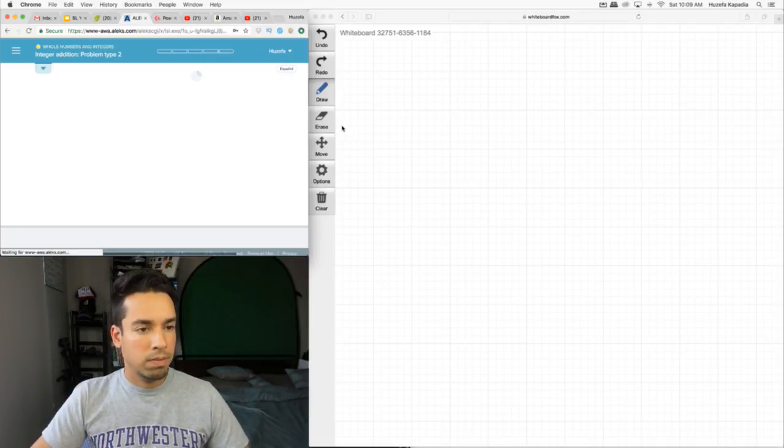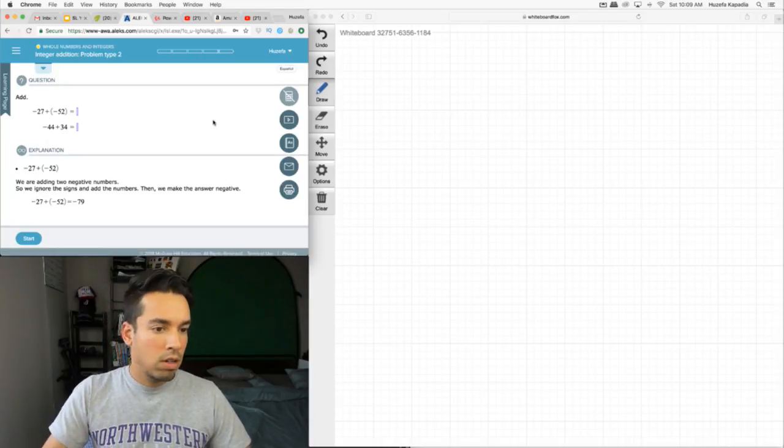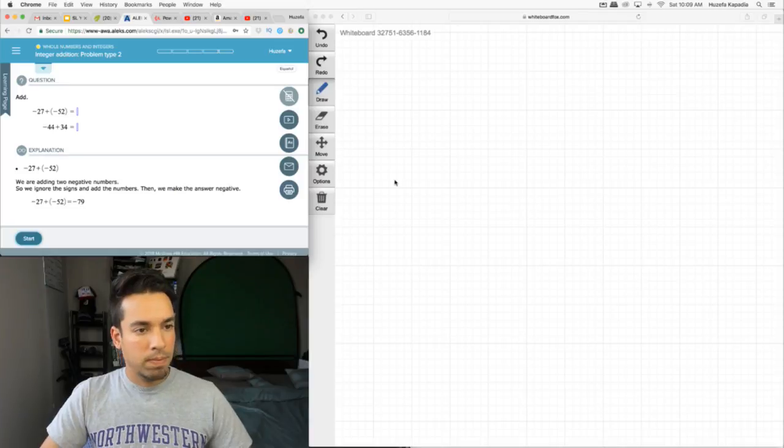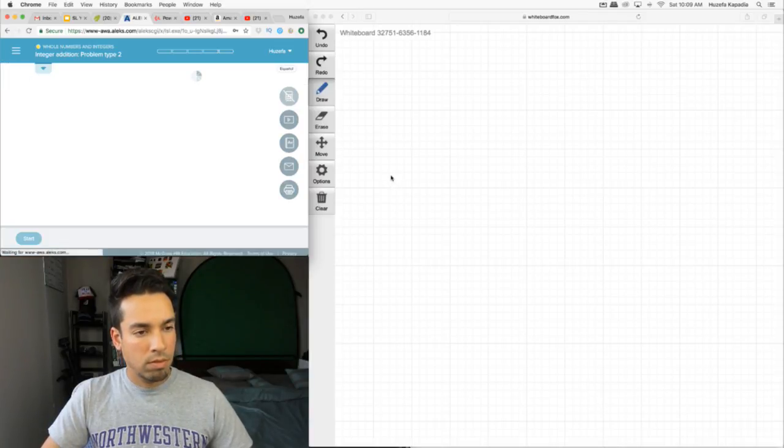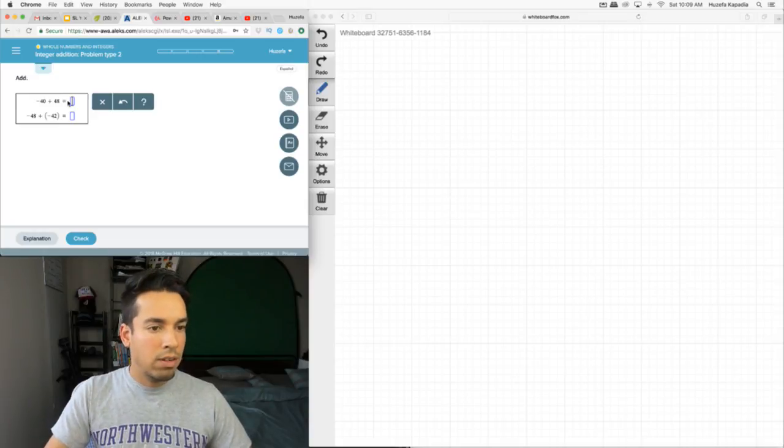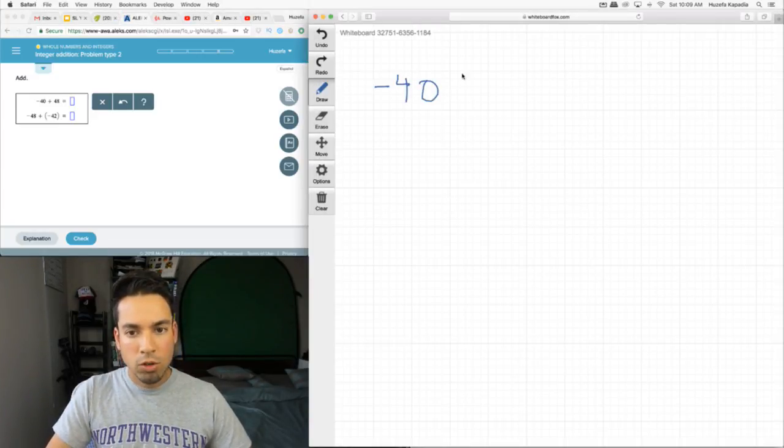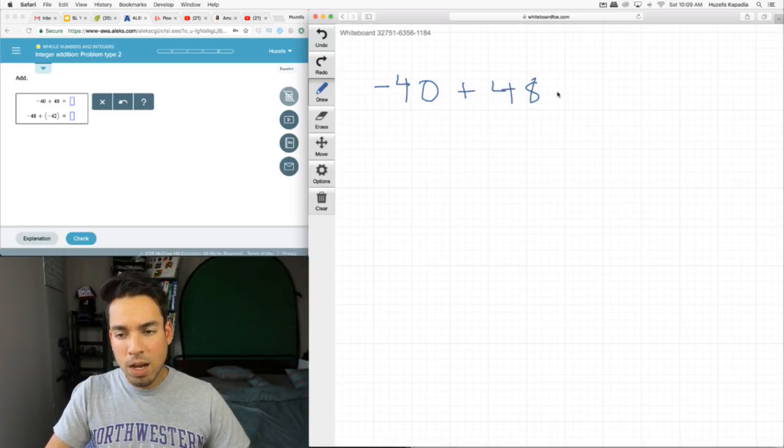All right, integer addition, problem type 2. Here we go. All right, negative 40 plus 48. Remember, first we want to determine, when we're talking about addition, are these guys on the same team or different? They're on different teams. One's negative, one's positive. Therefore, it's a subtraction problem. So what is 48 minus 40? It's just 8, right? But then which side wins, positive or negative? The positive side wins. Positive's bigger, positive dominates, so it's a positive 8.